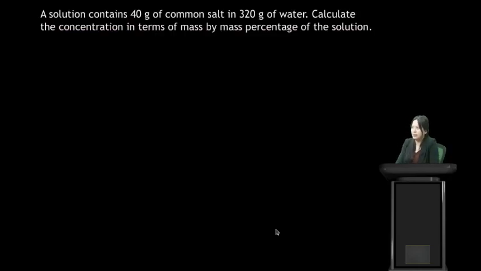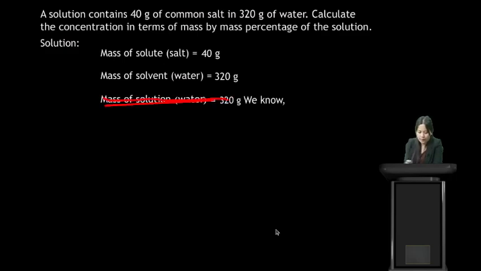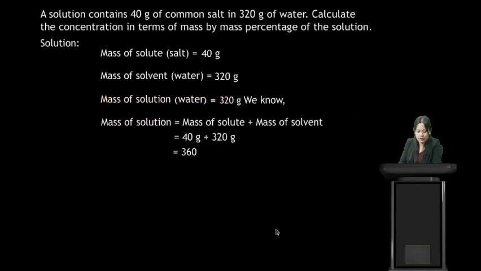So let us solve one example. A solution contains 40 gram of common salt in 320 gram of water. Calculate the concentration in terms of mass by mass percentage of the solution. Here, the mass of solute, or salt, is given as 40 gram. The mass of solvent, or water, is given as 320 gram. We know that mass of solution is equal to mass of solute plus mass of solvent. By adding these two, we get the mass of solution.